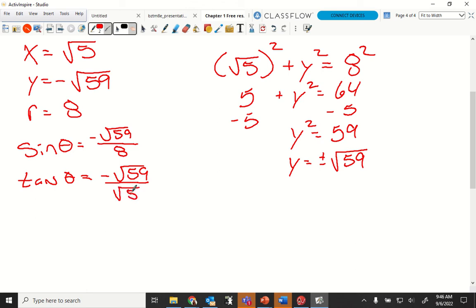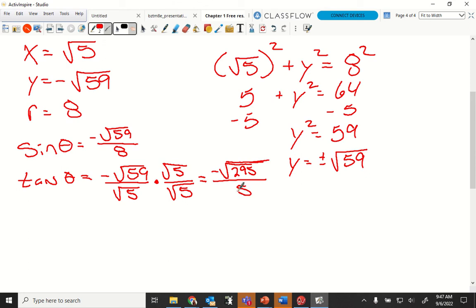Got to rationalize. But this time I have two radicals now. You just multiply what's inside. Multiply the insides together. I just leave the negative alone. So it's going to be 59 times 5, which is 295, over 5.